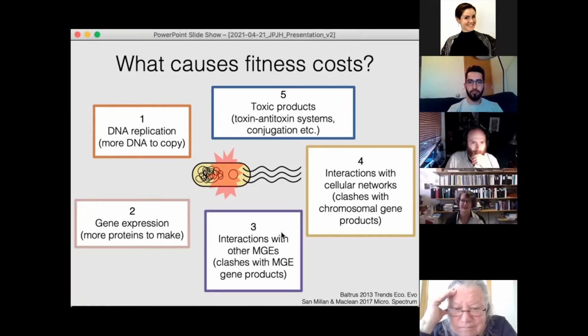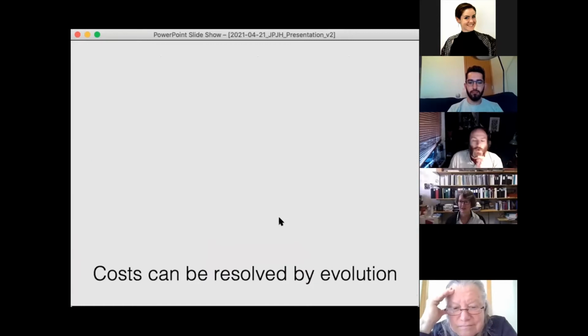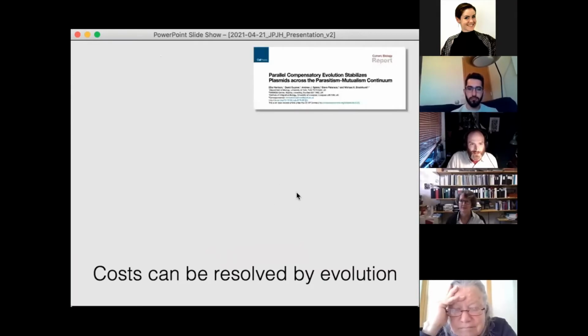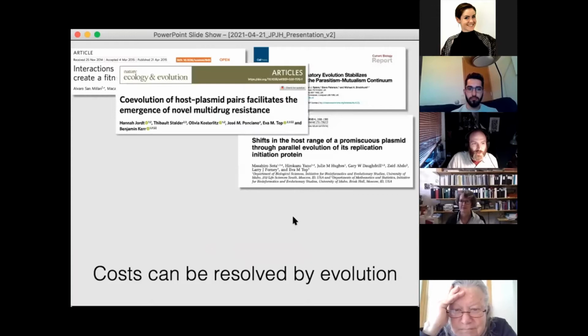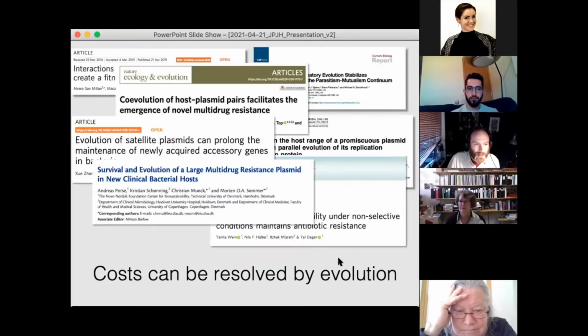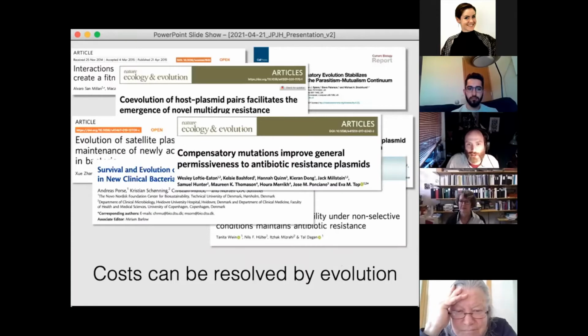Okay. So a key thing in this that has been shown by many people is that these costs can actually be resolved by evolution. So a number of studies over the years have shown that mutations occurring to the plasmid or to the chromosome can effectively resolve the fitness costs of plasmid carriage.